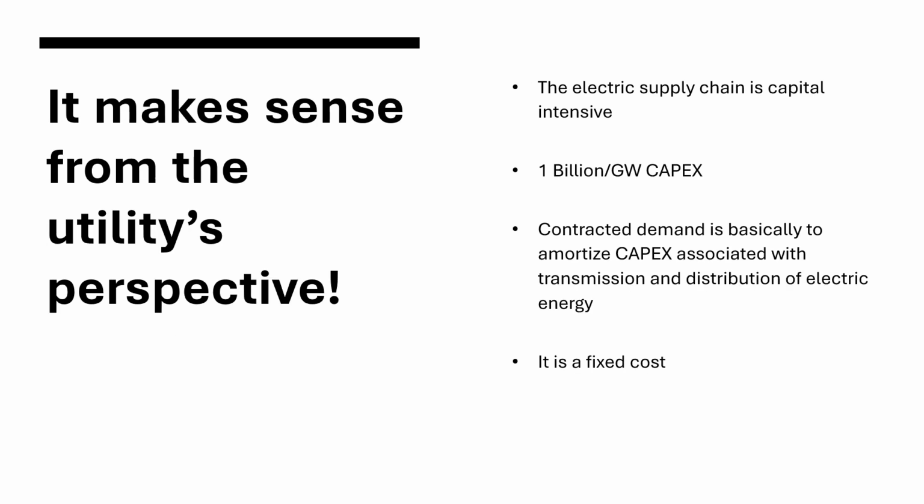But from the utilities perspective, the electric supply chain is capital intensive. If we consider basically transmission and distribution of electric energy, we are talking, roughly speaking, of capital expenditure investments of about $1 billion per gigawatt installed. And most importantly, we have to recognize that it is a fixed cost. And I am telling this because it is fair that the local utility gets a compensation for this huge investment.